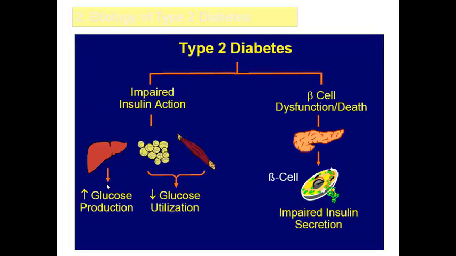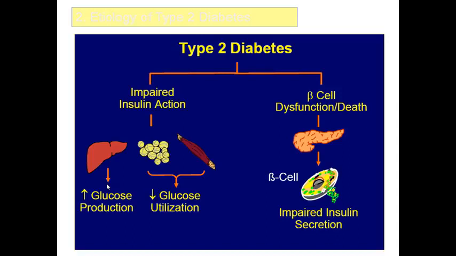Type 2 diabetes is one because of impaired insulin action. So type 2 diabetes is a different entity. What happens is, basically the cause of type 2 diabetes is that the insulin is being produced but it is not being effectively used by the body.